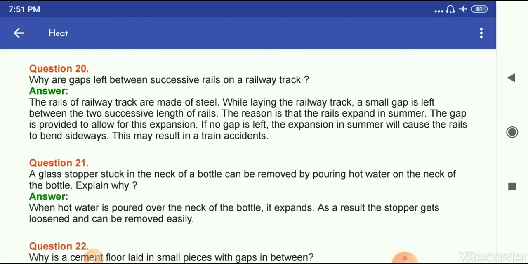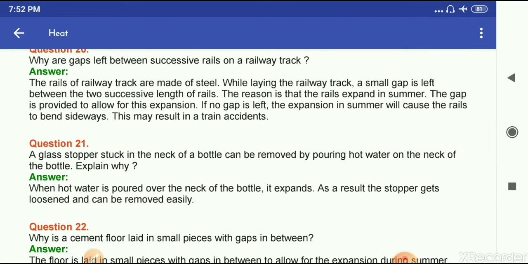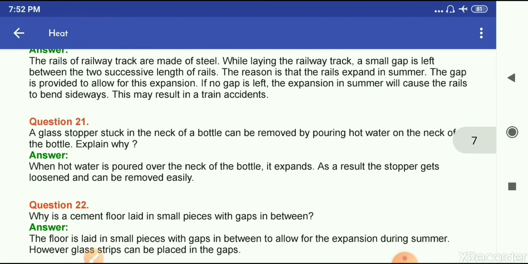While laying the railway track, a small gap is left between the two successive lengths of rails. The reason is that the rails expand in summer. The gap is provided to allow this expansion. If no gap is left, the expansion in summer will cause the rails to bend sideways. This may result in a train accident.